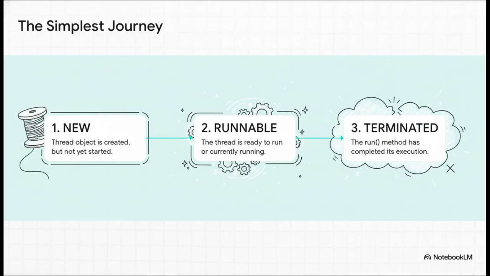Super straightforward. A thread is born, that's new. It gets ready to do some work, that's runnable. And then its job is done, it's terminated. New, runnable, terminated. Let's zoom in on each one.